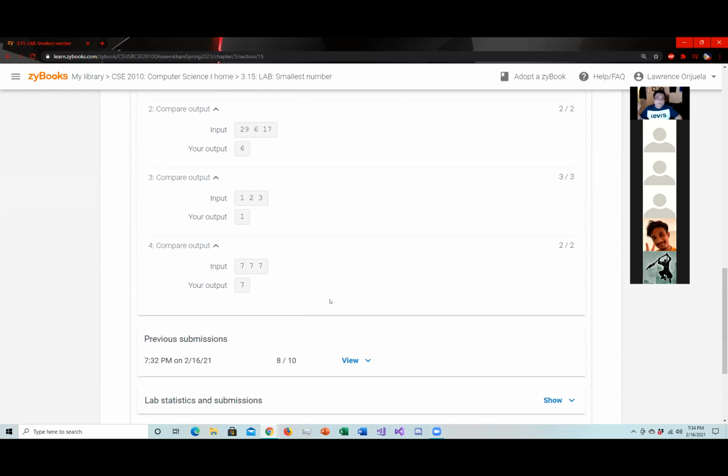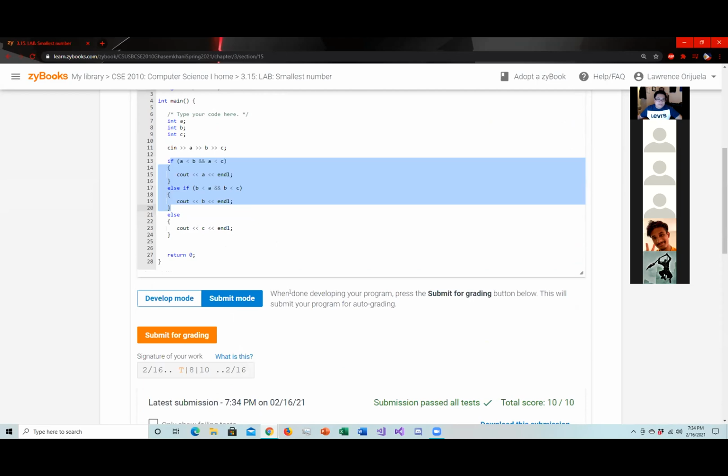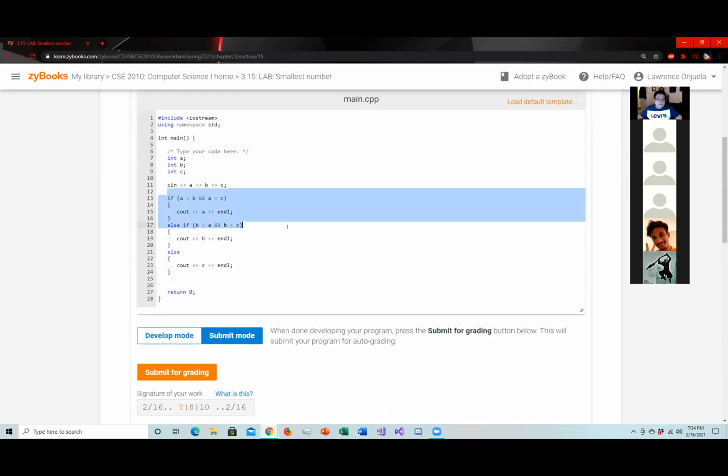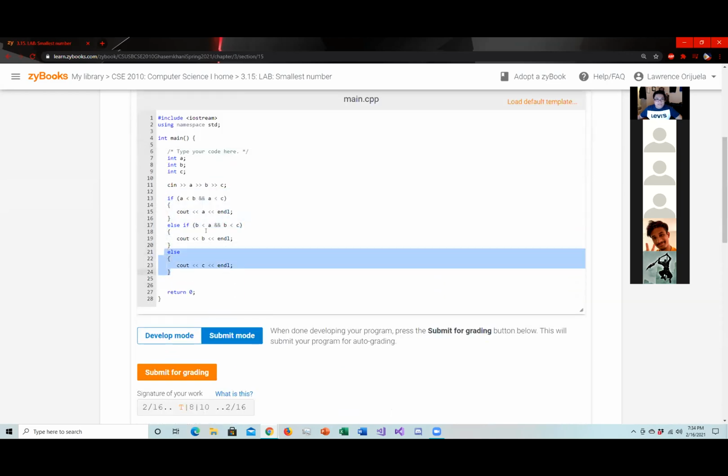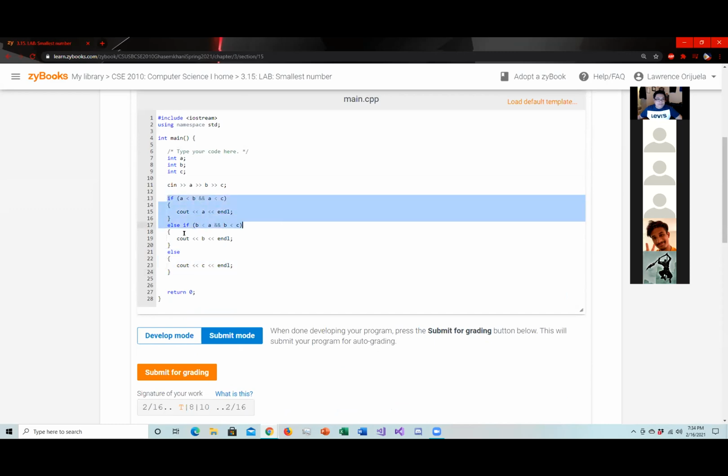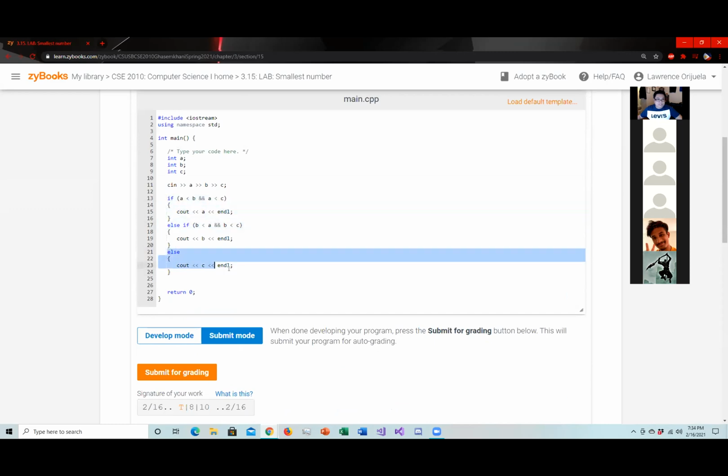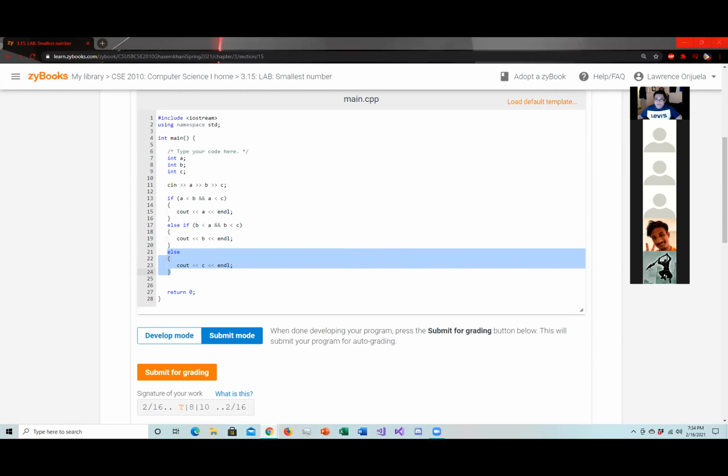Because this would execute if A wasn't the lowest and B wasn't the lowest, and we just choose C. And this even works if there's a tie, because if C was the lowest and it's tied with one of the other ones, it wouldn't matter if we output C or one of the values it was tied with, it would still be the same value.